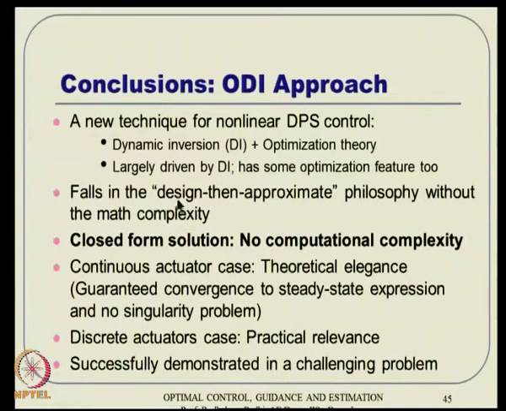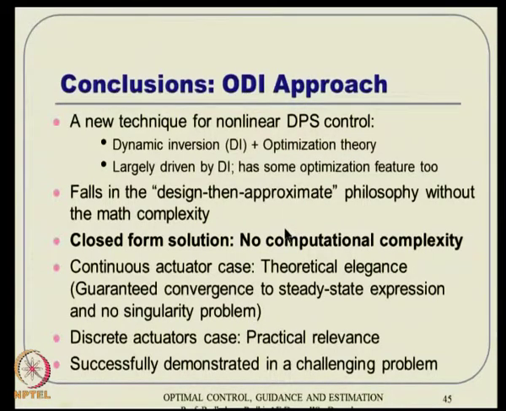It falls in the design-then-approximate philosophy without too much math complexity. Once you understand dynamic inversion ideas, which again I emphasize, if you don't know, then I suggest that you see a couple of my lectures in my other course on dynamic inversion, then it will make even more sense. It falls in design-then-approximate because in the development we are not starting with a finite number of grid points. We start with the whole spatial domain as it is, do some spatial integral, and ultimately you have a formula, and then when you implement, you discretize. So that falls under design-then-approximate.